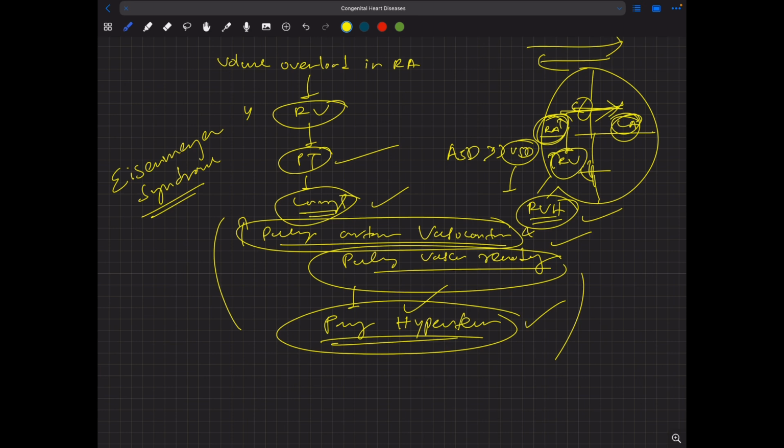So it is seen most commonly in case of VSD, then PDA, then ASD. So Eisenmenger syndrome is seen in case of VSD more than PDA, more than ASD. So this is all about Eisenmenger syndrome.